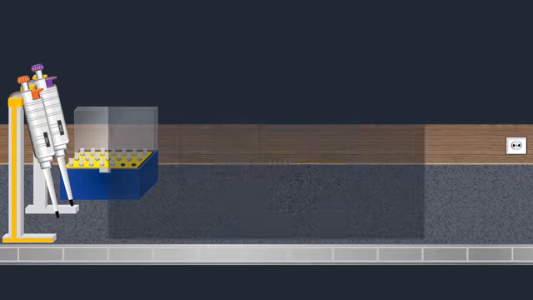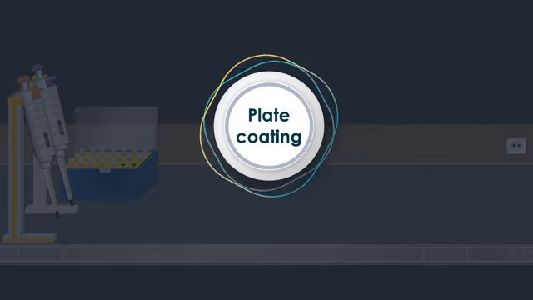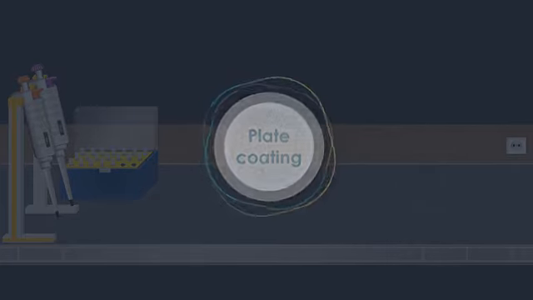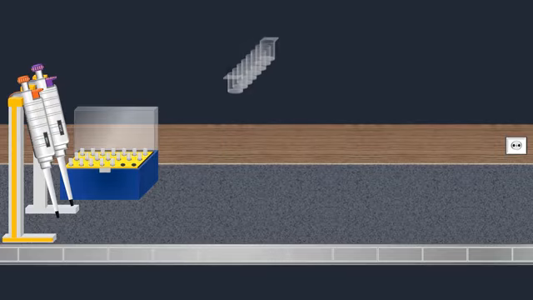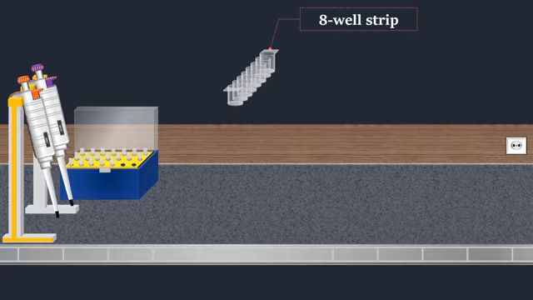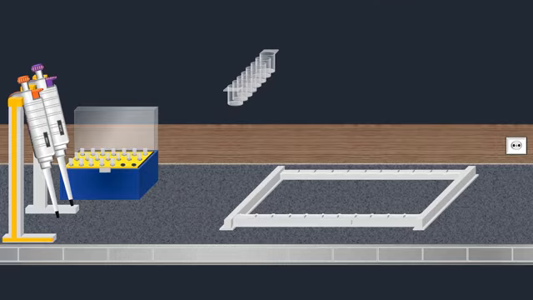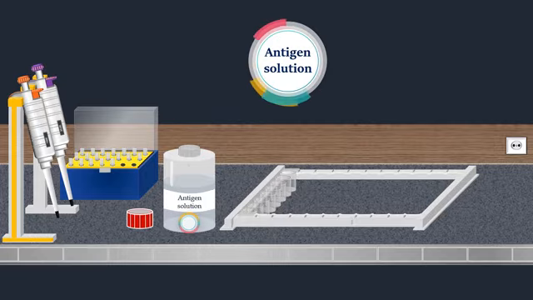Once the serum samples are prepared, the next step is coating the plate with the antigen of interest. In this step, plates of 96 wells or strips of 8 wells are used. The well strip is placed into a support frame. Then, an antigen solution is added.